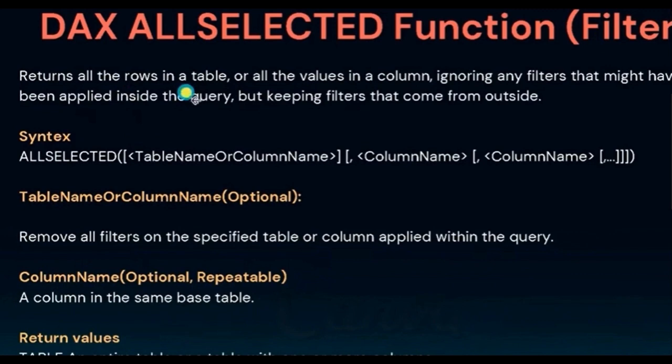Now, the DAX ALLSELECTED function. What is the DAX ALLSELECTED function? It may be a question in an interview. It will return all the rows in a table or all the values in a column, ignoring any filters that might have been applied inside the query but keeping filters that come from outside. And the syntax is ALLSELECTED, name of table or column name. If we are using a table name, column name will be here, and it may be multiple column names. But if we are using a column name here, it's not required. So it will return an entire table or a table with one or more columns. I hope you understood how to write the syntax for ALLSELECTED.